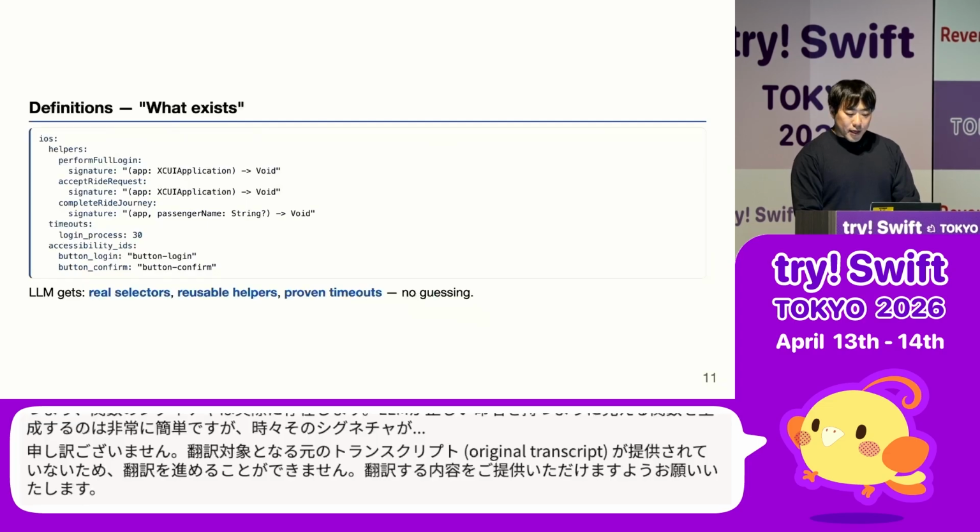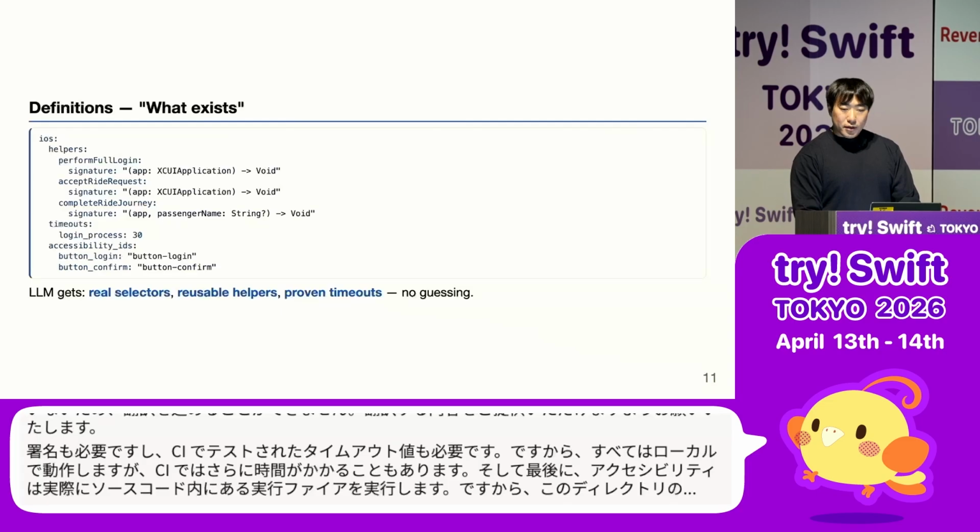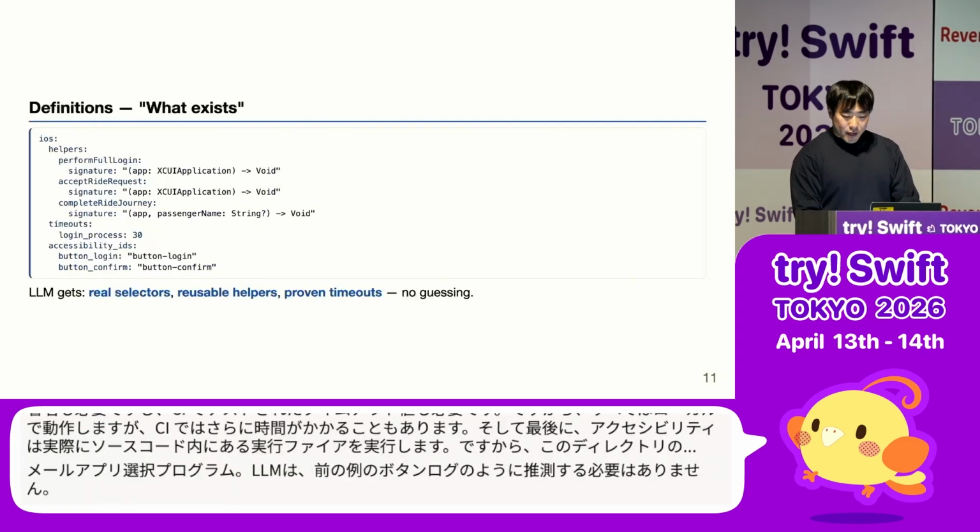And finally, accessibility identifiers that are actually in the source code. So this directly solves the made-up selector problem. The LLM doesn't need to guess, like the button logging in the previous example. It reads it from this file. So if the ID changes in the app, you can just update one file, and every generated test picks up the change.